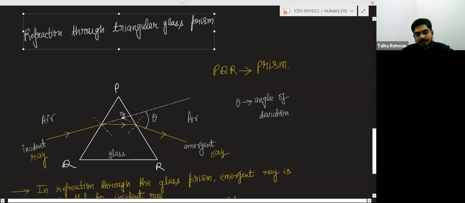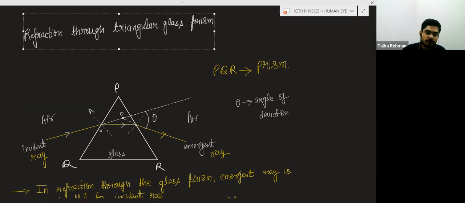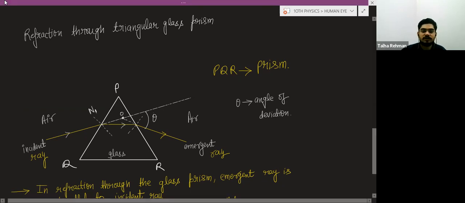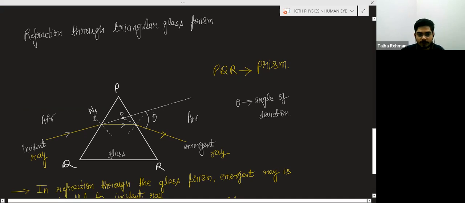This is glass here, and here is air. So this is the interface between the air and the glass. Here the refraction will take place. The incident ray direction is this. Now this is the normal. Suppose this is N1, the normal. The normal is perpendicular to this surface. The line perpendicular to this surface is the normal, that is this line.